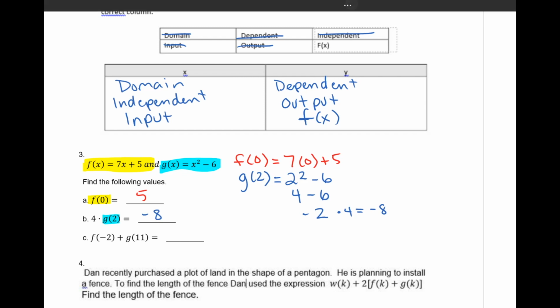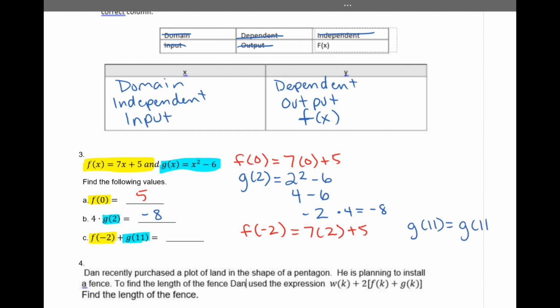The last one. Last one, I'm going to help you, and then you're going to do it on your own. It wants us to do f of negative 2 plus g of 11. So it wants us to get the answers of these two and add them together. So f, we're going to do that in red, negative 2. I'm going to use the f of x, which is going to be 7 times 2 plus 5. Then it wants us to do g of 11. G of 11. So that's going to be the blue one.